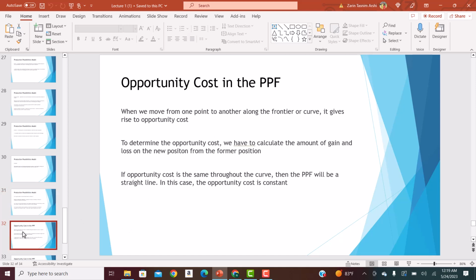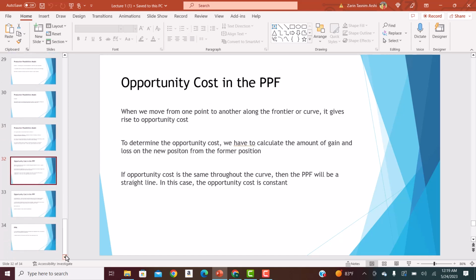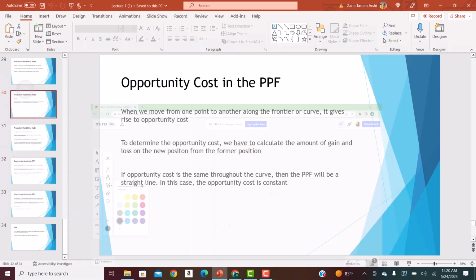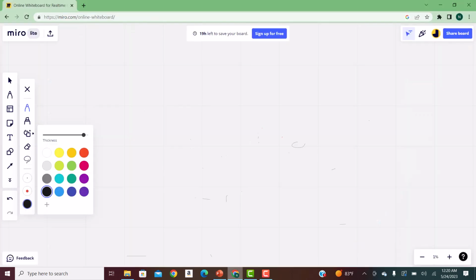Okay. One last thing that the PPF gives us information about is that the shape of the PPF helps us to understand if the opportunity cost is increasing, decreasing, or constant. Okay, so what do I mean by that? Remember when I started talking about PPF, I said the PPF can have different shapes, and based on the shapes, you can tell how the opportunity cost will go.